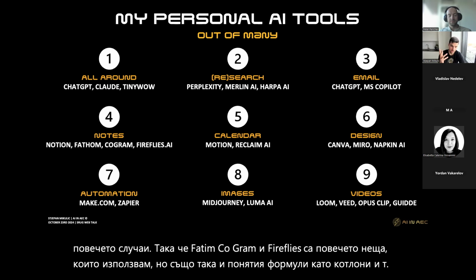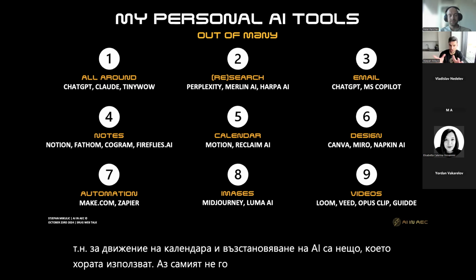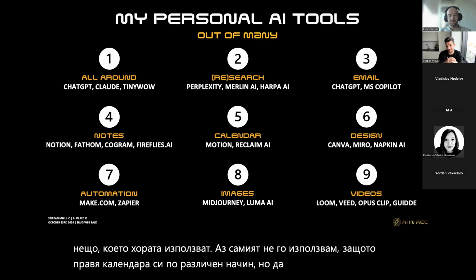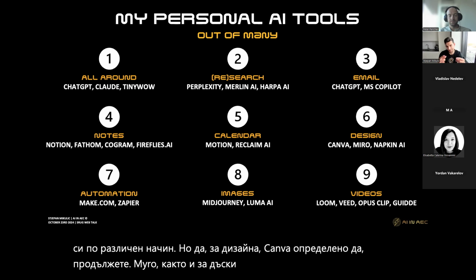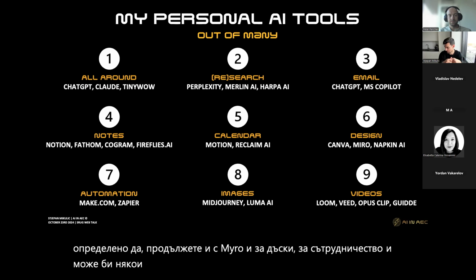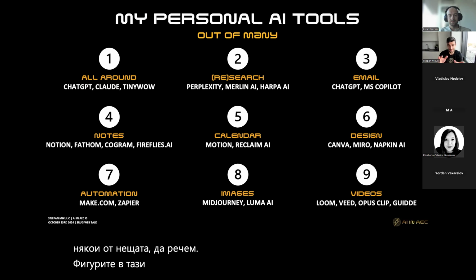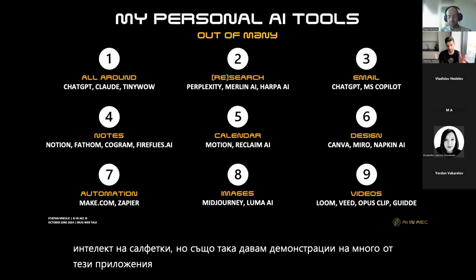For calendar, Motion and Reclaim AI are something people use. I don't use them myself because I do my calendar in a different way. For design, Canva, definitely, go ahead. Miro as well for boards, for collaboration. And some of the figures in this presentation were also made with Napkin AI. Test it out. I'm also giving demos of many of these apps in the Discovery AEC if you want to see how I'm using it. And then for automation, make.com and Zapier.